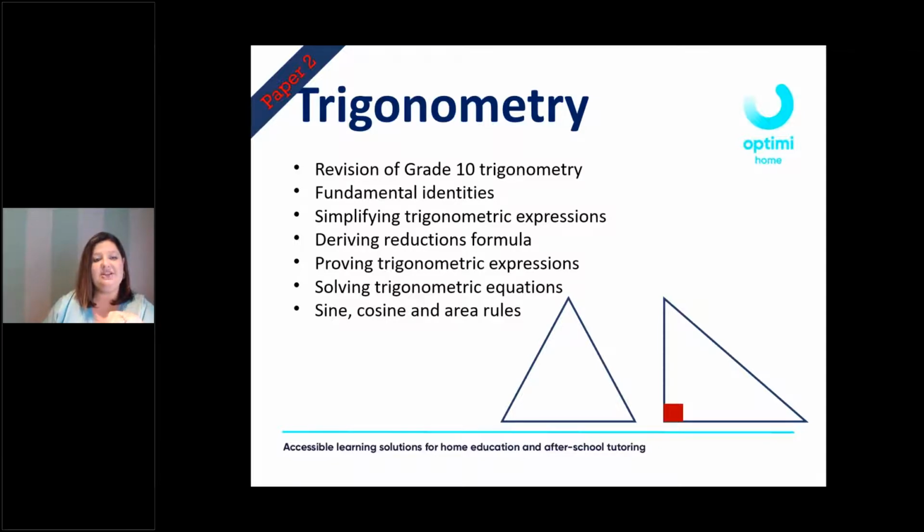But what is new this year is your sine, cosine, and area rules, the last bullet over here. That is where you will work with other types of triangles, like the acute triangle, where all of my angles are acute angles. Acute angles are angles less than 90 degrees. Or you will work with an obtuse triangle, where one of your angles will be bigger than 90 degrees.